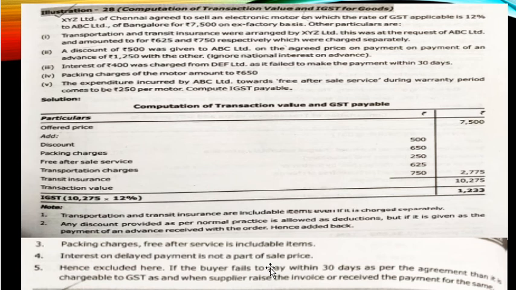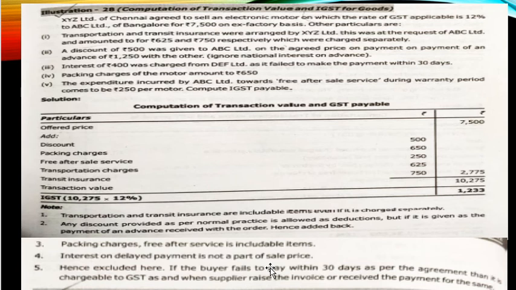Packing charges of the motor amounted to rupees 650. The expenditure incurred by ABC Limited towards free after sale services during warranty period comes to rupees 250 per motor. Compute IGST payable. Here they have given 7,500 as the selling price of the motor.